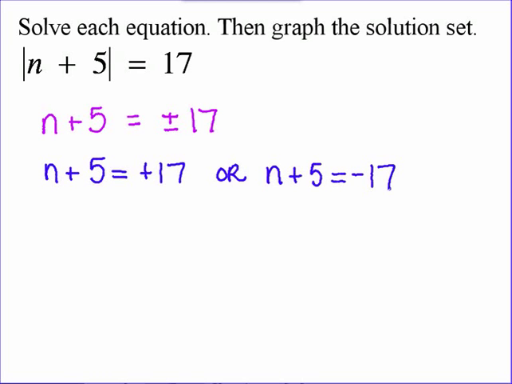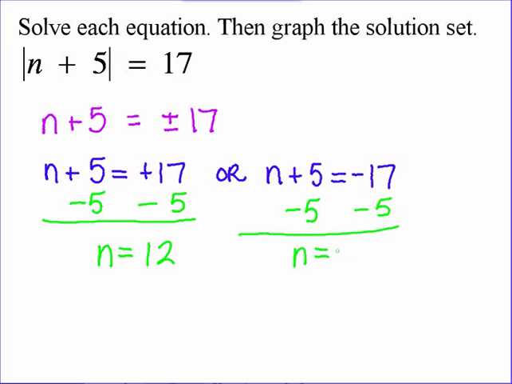So now I've got 2 simple equations to solve. What am I going to do over here to solve this for n? Subtract 5, which is what a lot of you did on your quiz today. So n equals what? 12. Okay, over here, I'm going to subtract 5 as well. And so what does n equal over here? Negative 22. And so what ends up happening is I get 12 or negative 22.